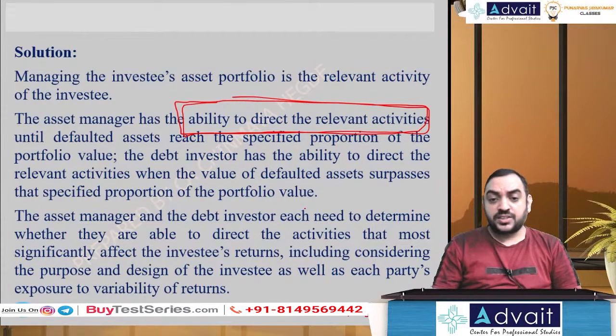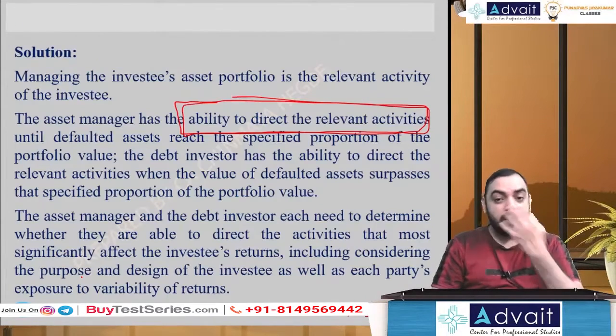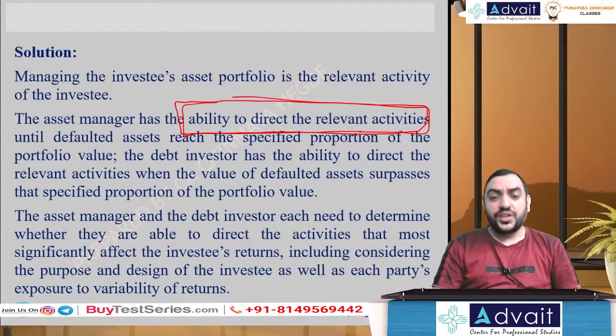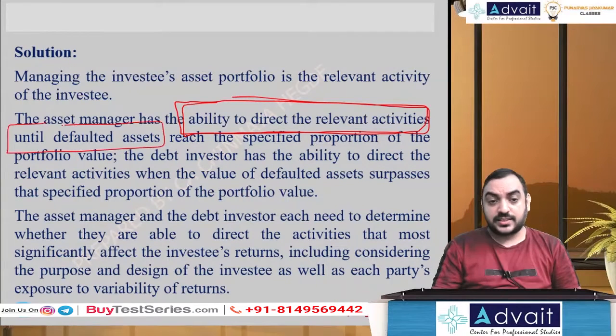Asset manager and debt investor each need to determine whether they are able to direct activities that most significantly affect the investment returns, including considering the purpose and design of the investee, as well as each party's exposure to variable returns. Okay, so again, the answer is situational. Asset manager has the ability until defaulted assets reach a specified proportion.